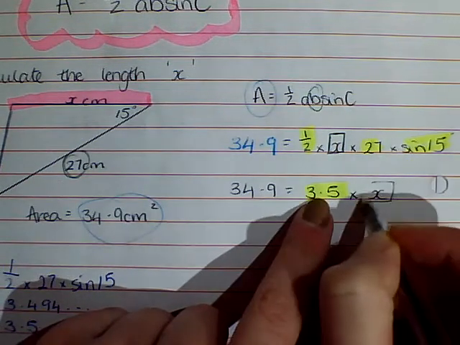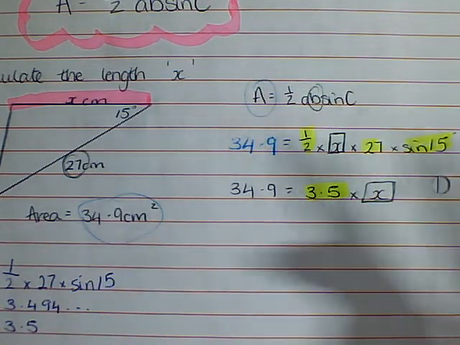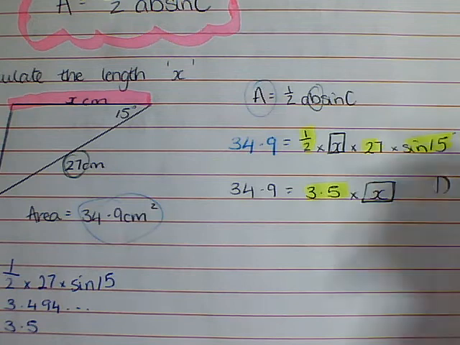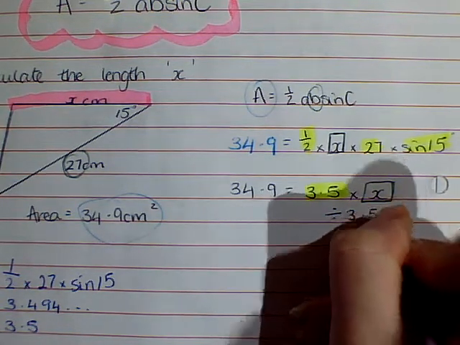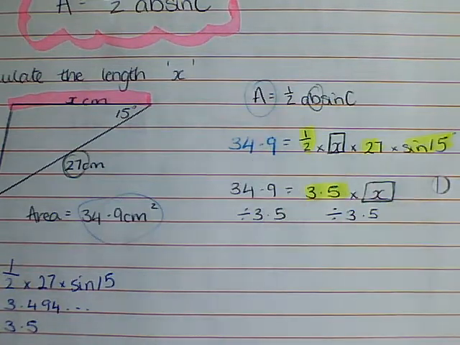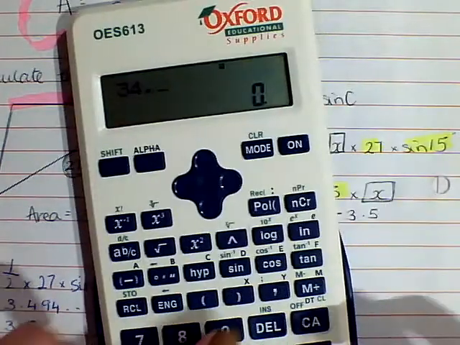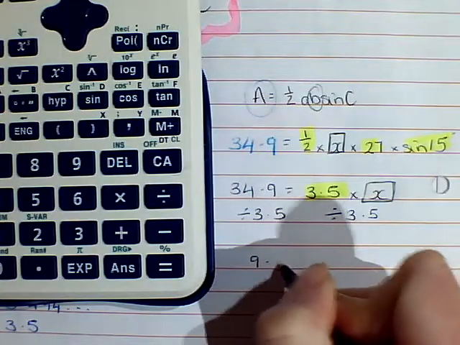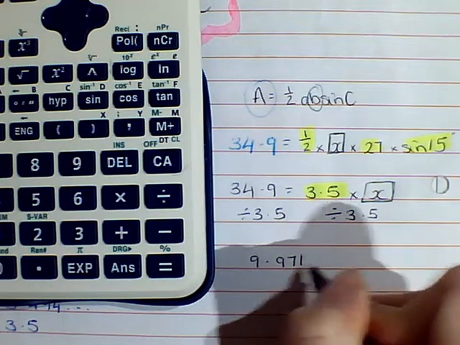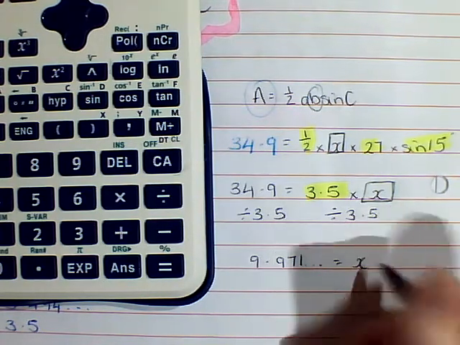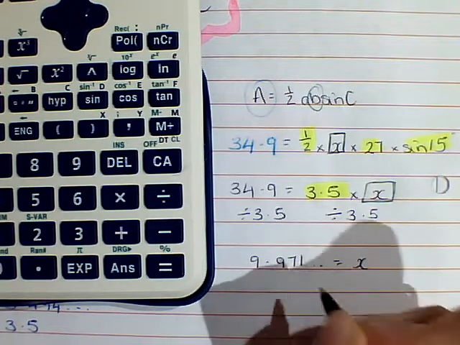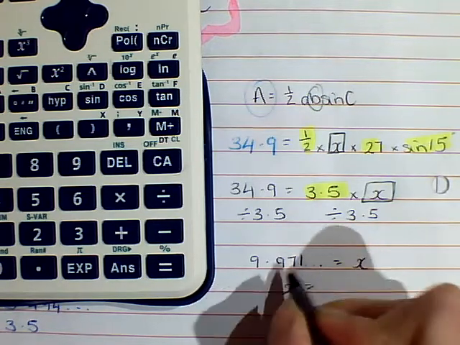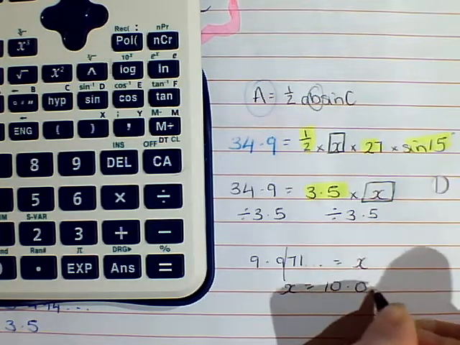I want x by itself, but I've got x times 3.5. How do I undo a times? I divide. So I'm going to divide each side by 3.5. So we've got 34.9 divided by 3.5 gives us 9.971 dot dot dot equals x. So we've got x, and we'll do it to one decimal place, which is going to bring me to 10, but that's fine. So x equals 10 centimetres.